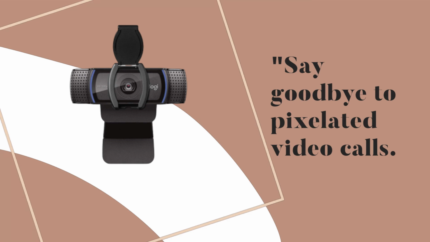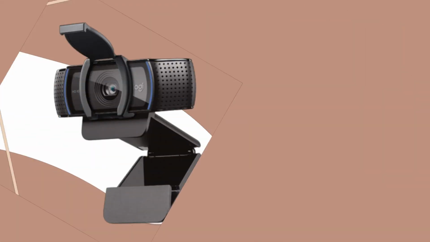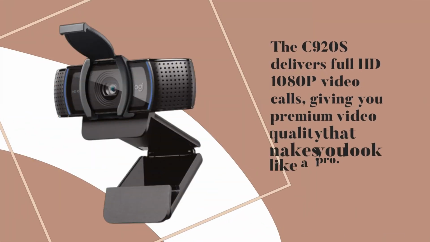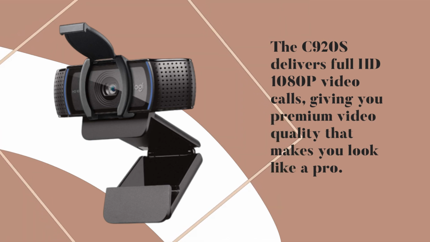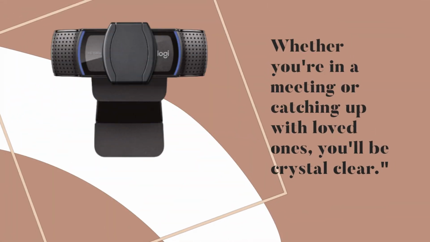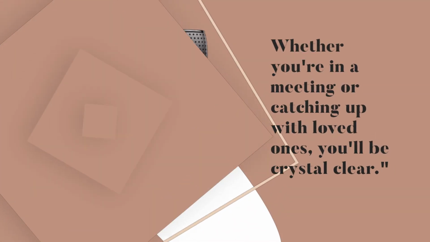Say goodbye to pixelated video calls. The C920S delivers full HD 1080p video calls, giving you premium video quality that makes you look like a pro. Whether you're in a meeting or catching up with loved ones, you'll be crystal clear.